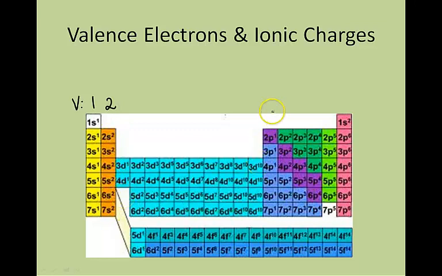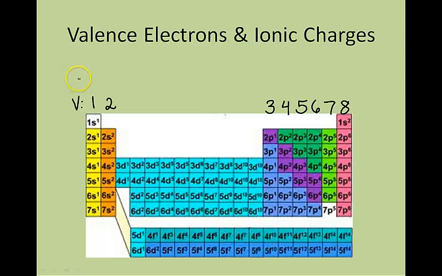We're going to skip over here to the third column. We're going to skip the d's, go straight over to the p's. This column has three valence electrons. 1, 2, 3. This column would have 4, 5, 6. The halogens all have 7, 5 p's and 2 s's. And then the noble gases have 8. We're not going to worry about the D or the F blocks for valence electrons.